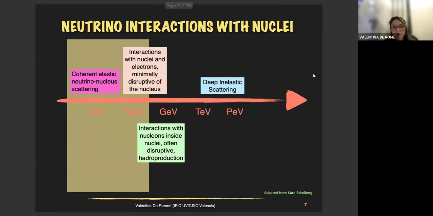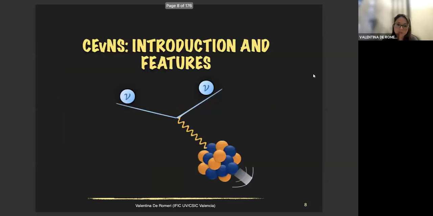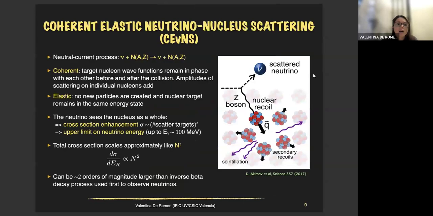And finally, neutrinos with energies below, let's say, tens of MeV or so, are those that would induce coherent elastic neutrino-nucleus scattering. That is the process that is the main topic of this seminar, and it is the gentlest of all these possible neutrino interactions with nuclei. So let's have a look at which are the main features of CEvNS.